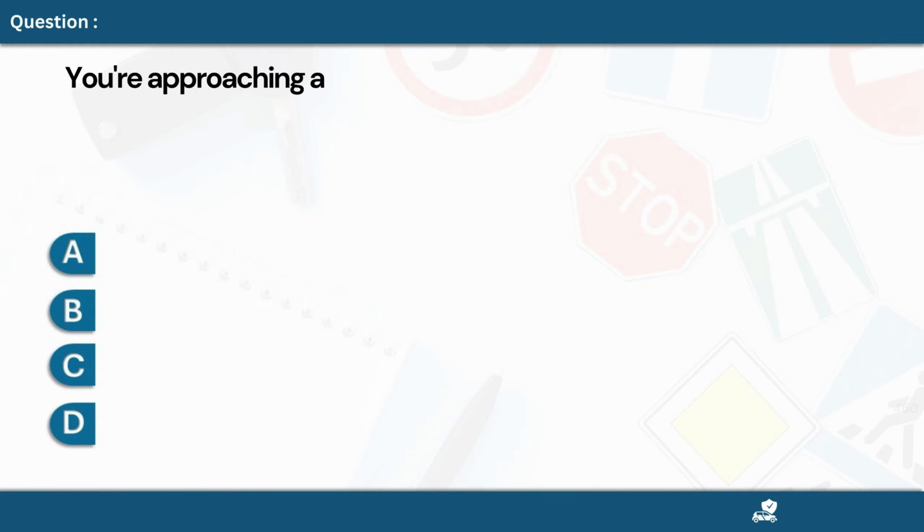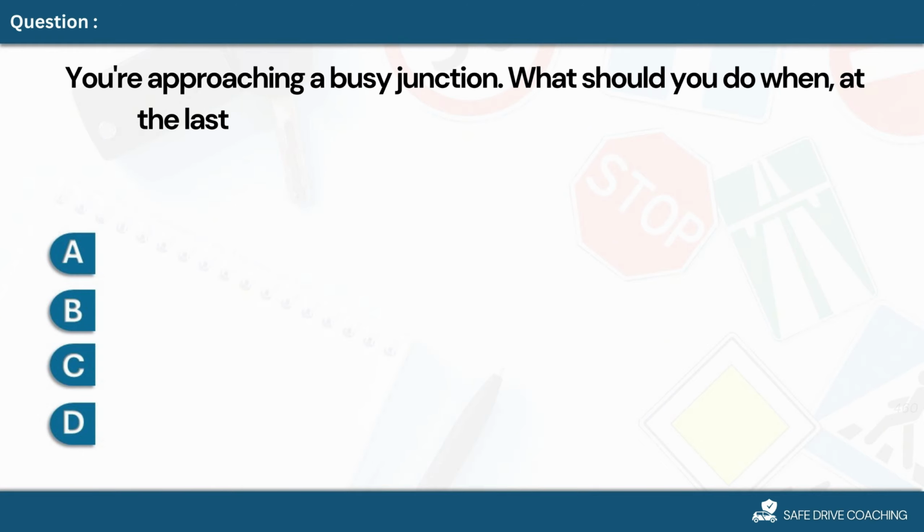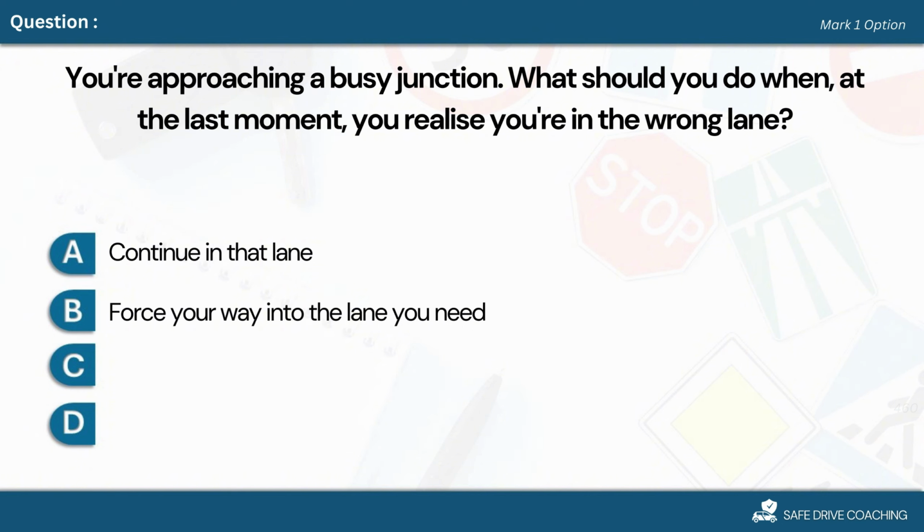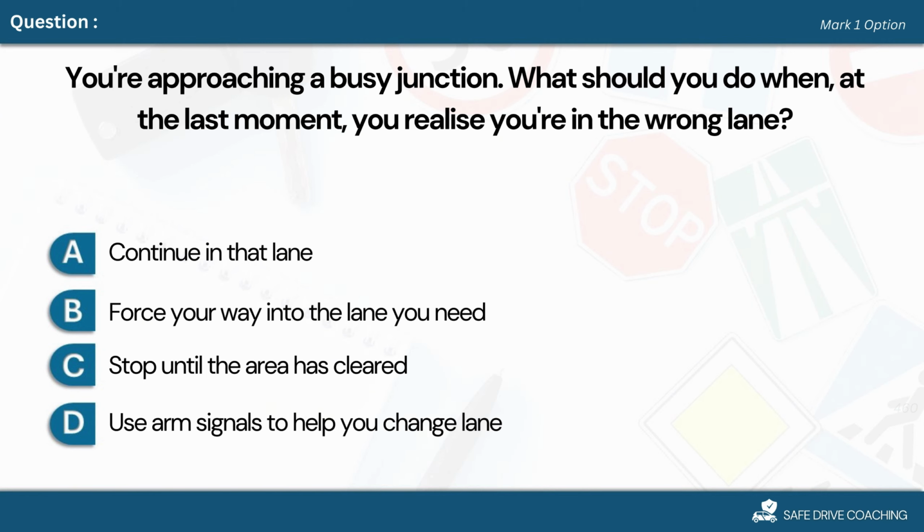You're approaching a busy junction. What should you do when, at the last moment, you realize you're in the wrong lane? A. Continue in that lane. B. Force your way into the lane you need. C. Stop until the area has cleared. D. Use arm signals to help you change lane.